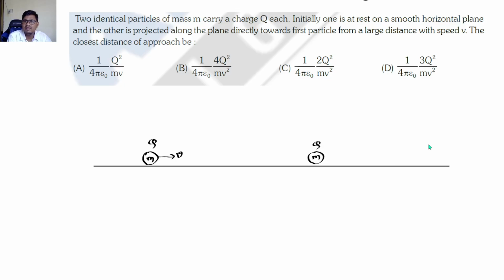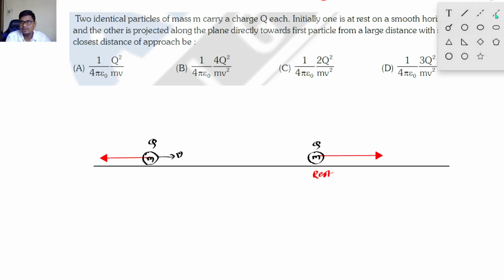Now what is happening here, in the course of the motion, you will find that because this particle is at rest initially, when this particle comes closer to this one, it is experiencing a retarding force like this. It is experiencing a retarding force always, and this particle is also experiencing an accelerating force on it. So this particle as time progresses is going to gain speed, and this particle as time progresses is going to lose speed. Now the distance between them, what will happen to that distance?